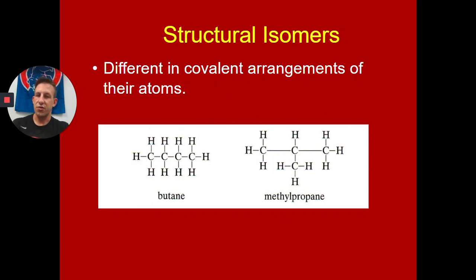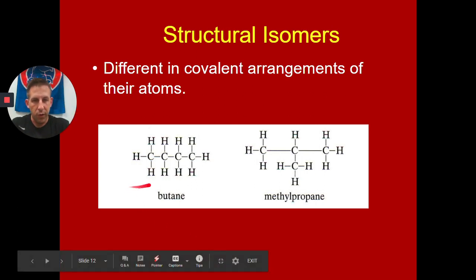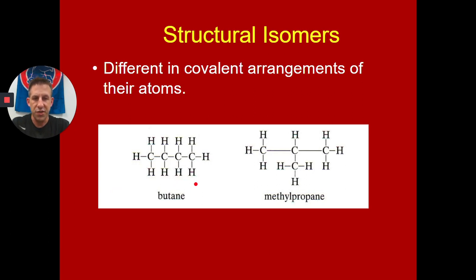So the structural isomers, we've already seen plenty of examples of these. The one in front of you is the example that was given two slides ago in the little quiz session, if you would call it that. We've got butane. You know that one well by now. You've seen it three or four times already in this chapter. And the one we see over here is called methylpropane.